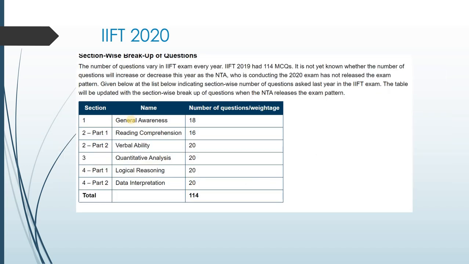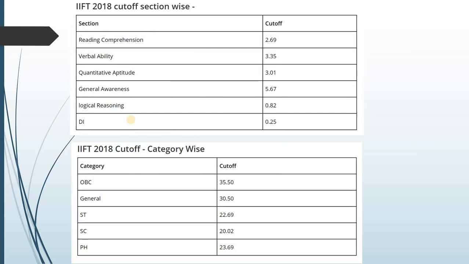Next, section wise breakup of questions. These are the typical number of questions that might appear this year as well. IIFT 2019 had 114 MCQs, as it will this year also. This indicates the section wise questions asked last year in the IIFT exam, so more or less it will be around the same. Now the 2018 cutoff section wise was this.